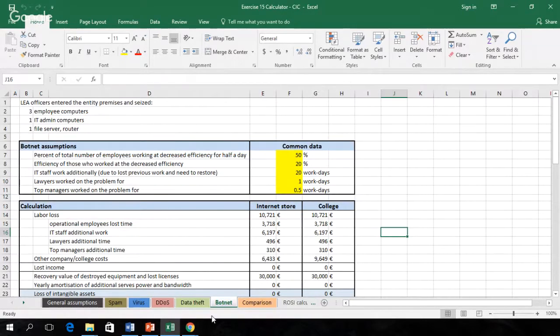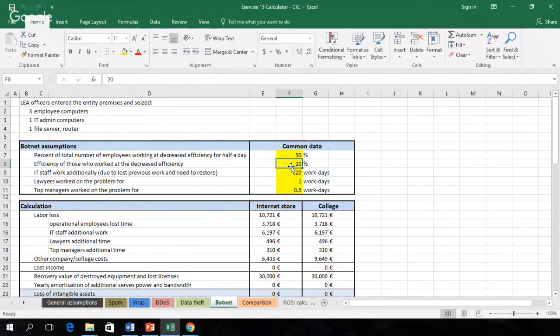This action has caused general confusion among the employees for half a day. Cell F7 shows the number of employees who were not working for this time due to the above commission and due to the other reasons caused by LEA officers performing their duties, and their average efficiency compared to normal in cell F8.